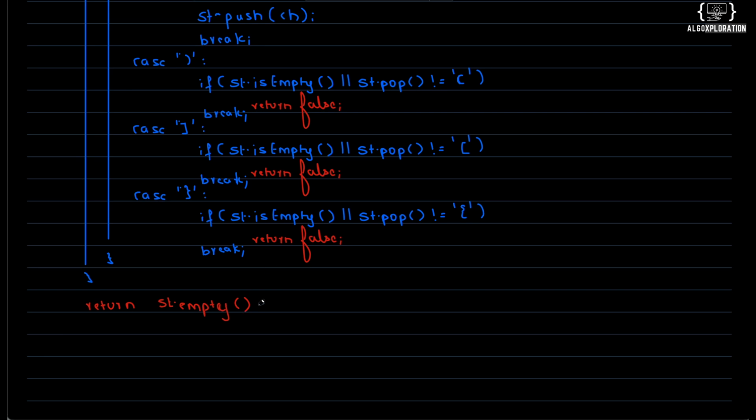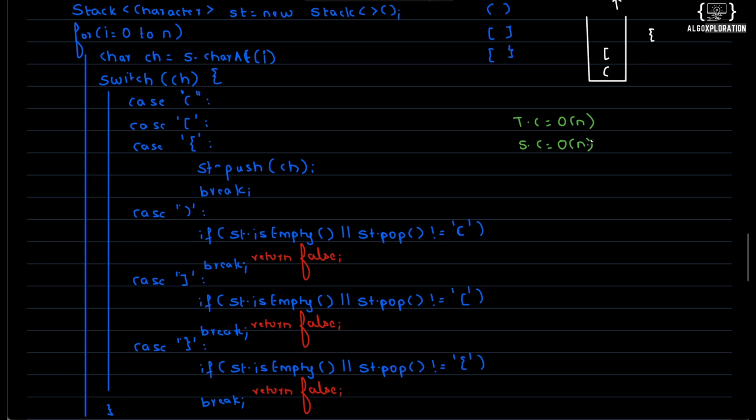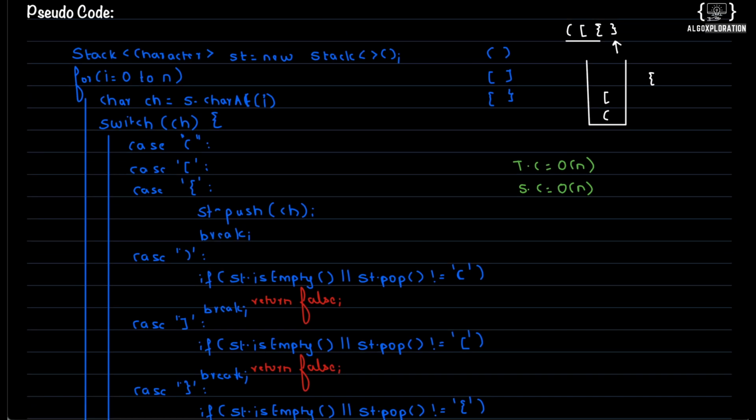Okay, so in this way you will solve the problem. Now talking about the performance of this code, the time complexity will be order of n, because we process each character exactly once, and the space complexity will also be order of n. Why? Because in the worst case, if every character is an opening brace, we need to store all these braces in a stack. Hence in the worst case the space complexity will be order of n. Now we can't do better than order of n time, because we are looking at each and every character.